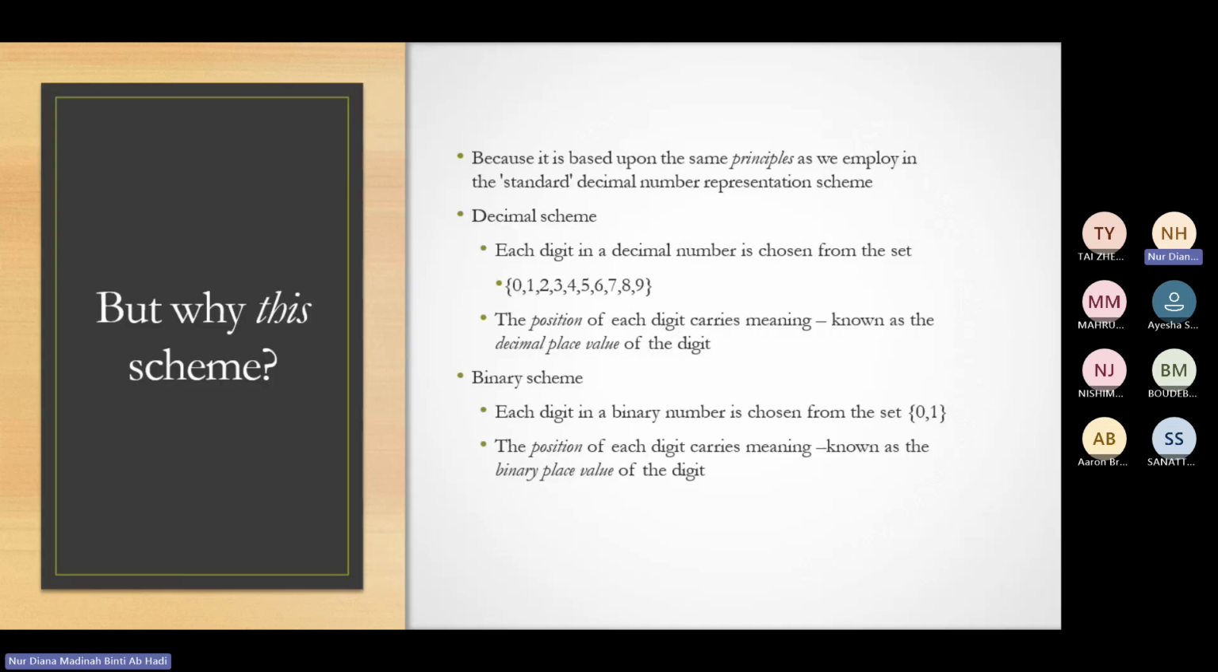Guys, are you surviving? But why do we need to use this scheme? Because it is the same principle as we employ in the standard decimal number representation scheme. In the decimal scheme, we choose from 0 to 9, where each of the positions that each digit carries means the decimal place value. Same goes with your binary scheme. Okay?